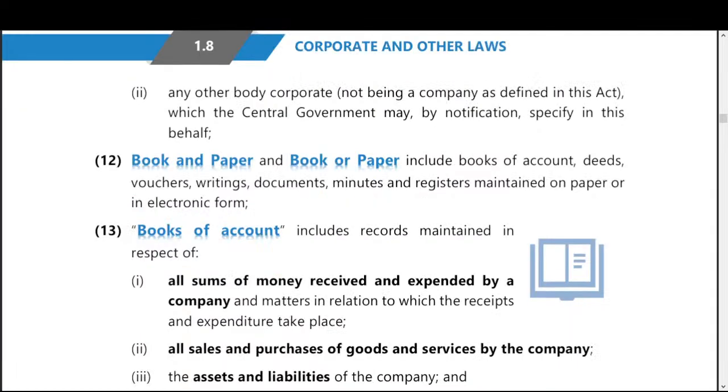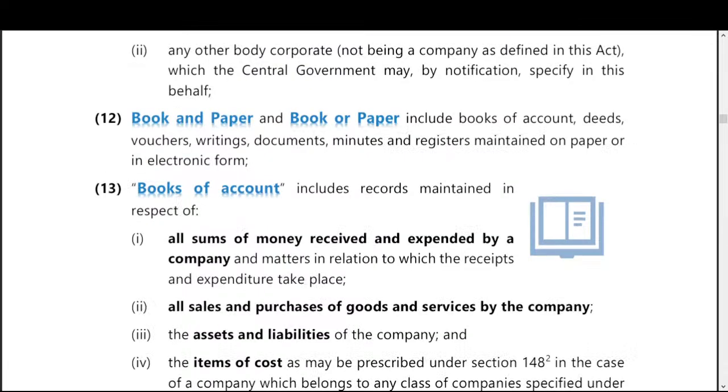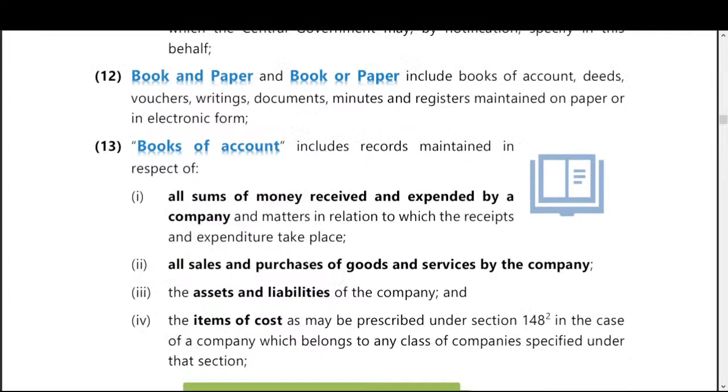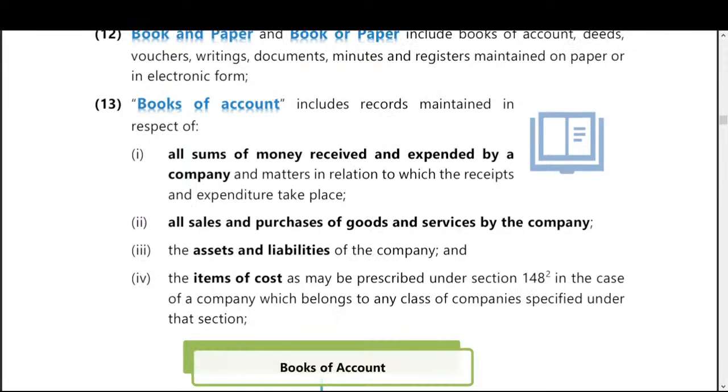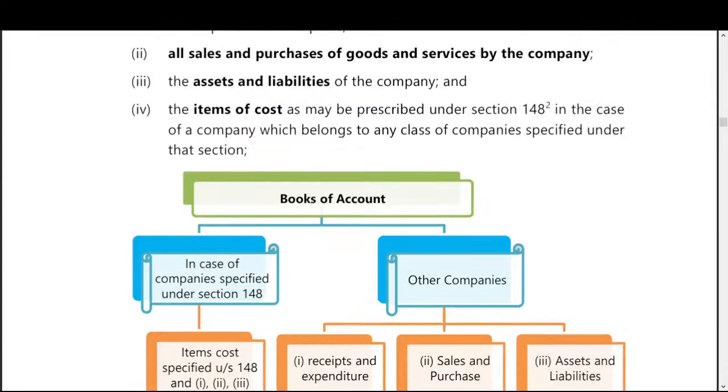Books of account includes records maintained in respect of all sums of money received and expended by a company and matters in relation to which the receipts and expenditure take place, all sales and purchase of goods and services by the company, the assets and liabilities of the company, and the items as may be prescribed under section 142 in the case of a company which belongs to any class of company specified under that section.